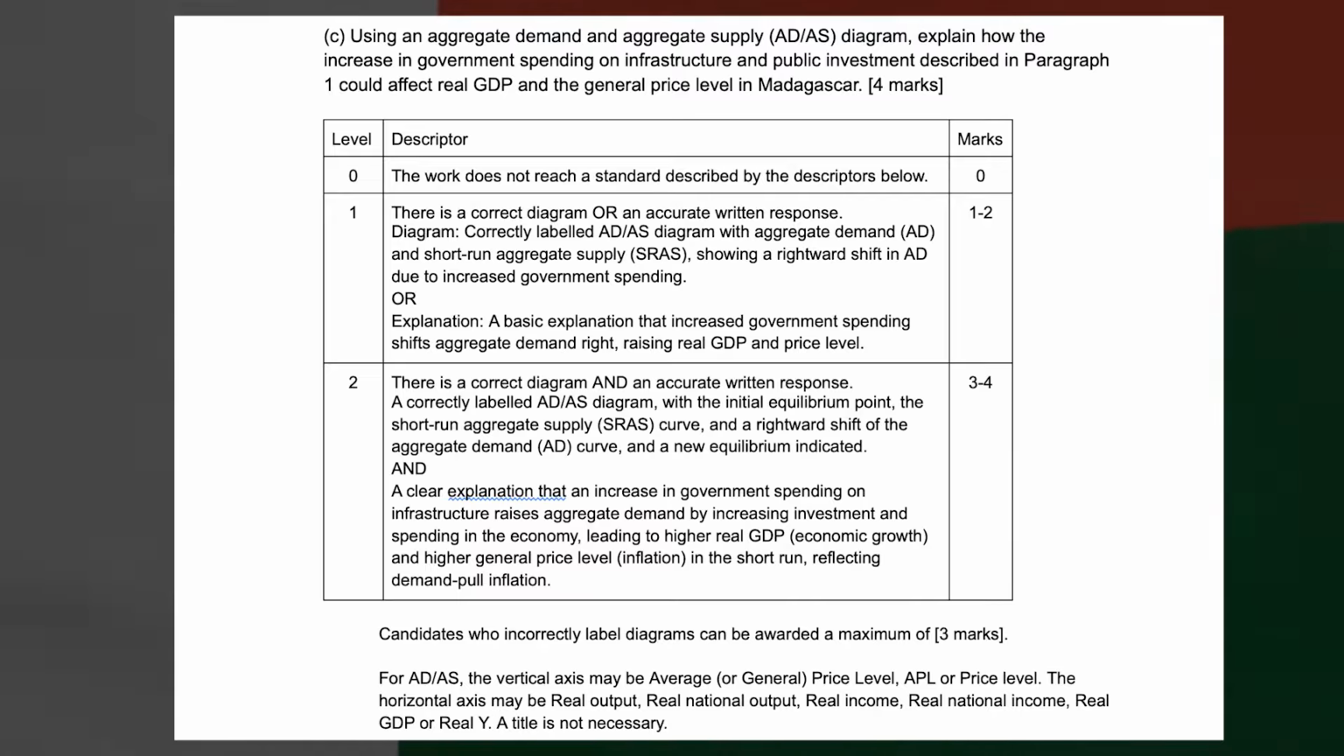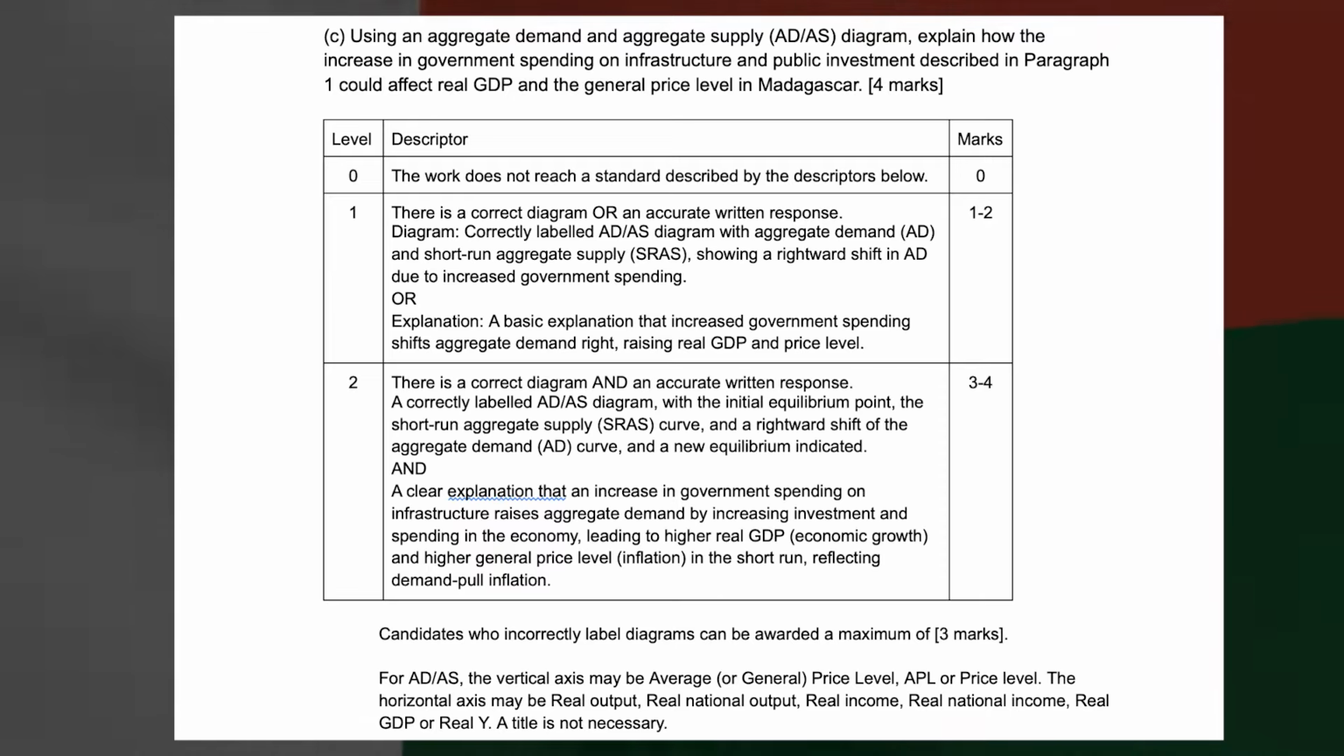Level 1. There is a correct diagram or an accurate written response. There is a correctly labeled AD/AS diagram with aggregate demand and short-run aggregate supply, showing a rightward shift in AD due to increased government spending. Or a basic explanation that increased government spending shifts aggregate demand right, raising real GDP and price level. 1 to 2 marks. Level 2.